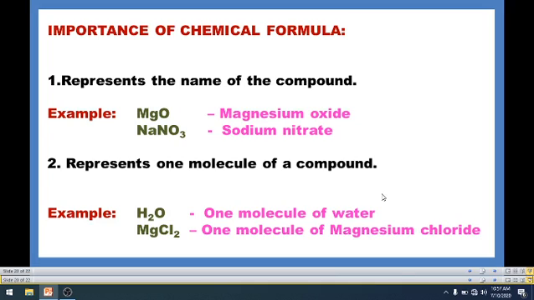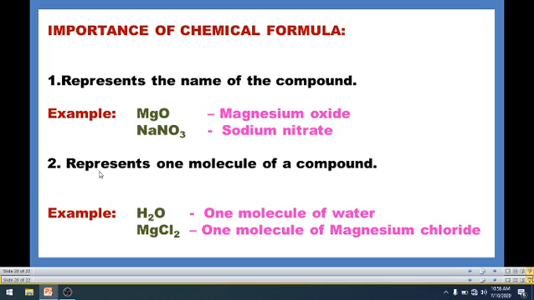Okay. So then, what is the importance of a chemical formula? Why are we writing a chemical formula? What information can we derive from a chemical formula? Number 1, it represents the name of the compound. By looking at the chemical formula, we can tell the name of the compound. MgO means magnesium oxide. NaNO3 means sodium nitrate. So we can derive the name of the compound with the help of a chemical formula.